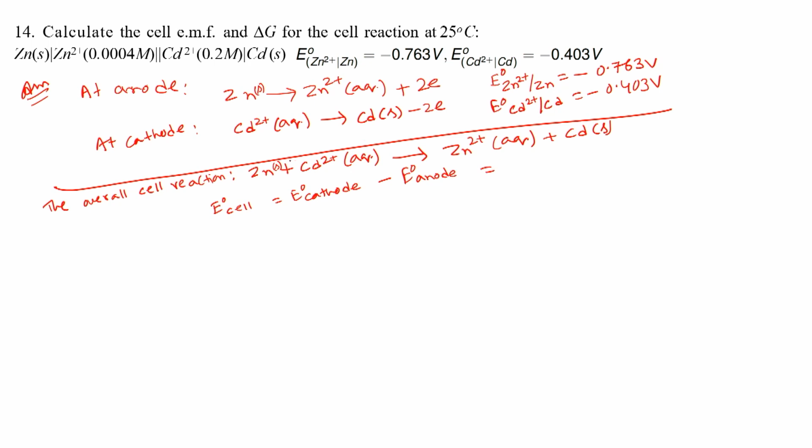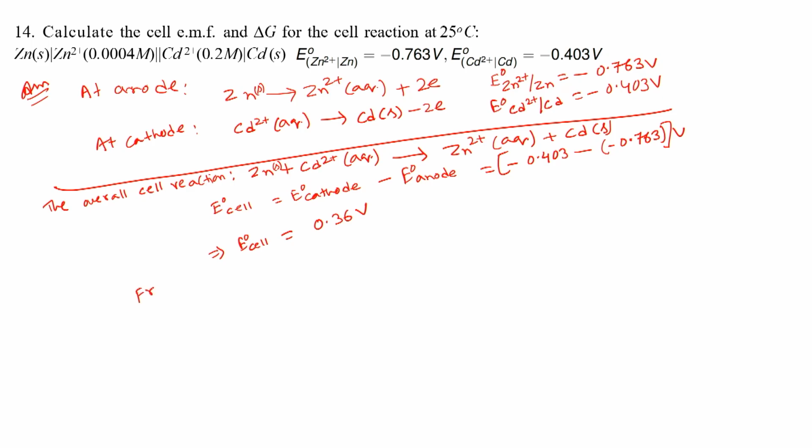So E naught cathode is minus 0.403 volt, and E naught anode is minus 0.763 volt. So minus of minus 0.763, and this is in volt. So if we calculate this one, we get E naught cell is 0.36 volt. This is E naught cell. Once we got the E naught cell, we can calculate E cell by using the Nernst equation.